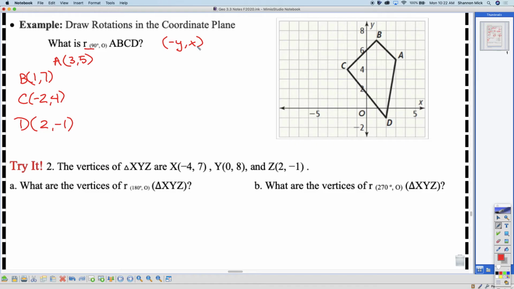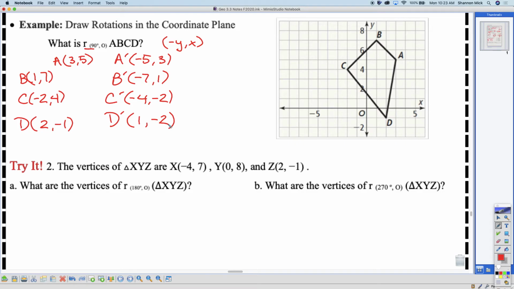Okay, so A prime is going to be what? Negative 5, 3. B prime, negative 7, 1. And don't say it out loud this time. I want you to do C prime and D prime. Should be negative 4, negative 2, and 1, negative 2. I'm going to ask you since negative 1's already negative. Yeah, you always switch the sign because if I take a negative times a negative, I get a positive.